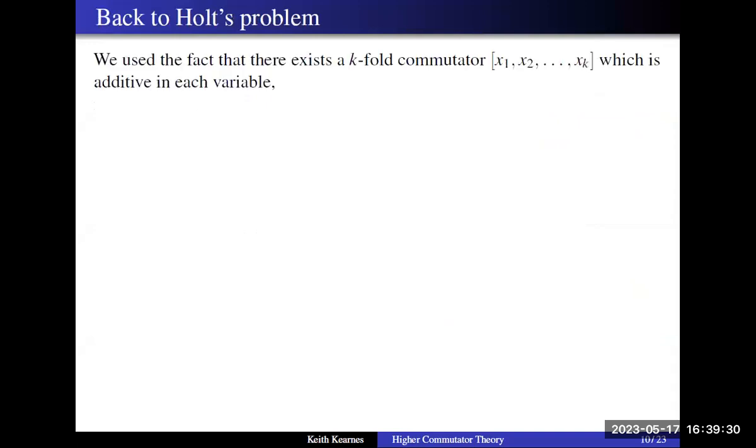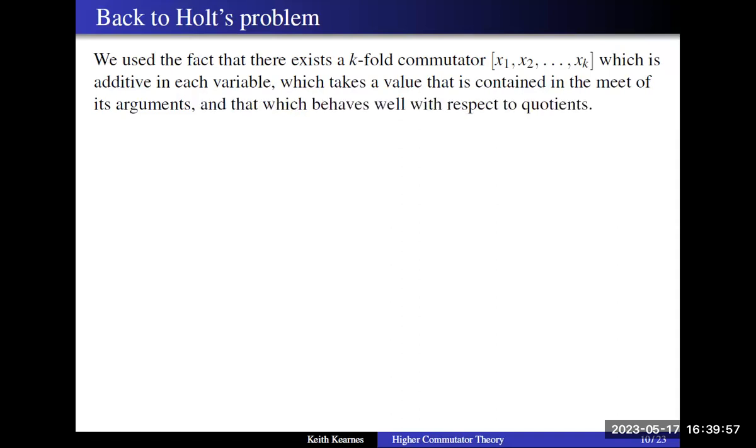Now I want to go back, and this is the confession slide. I misled you to think that higher commutators are useful for groups, and here's why. So we used all these properties of the higher commutator to solve Holt's question. However, if you think of the properties I used, I needed to know that this is an operation that's additive in each variable over the join operation, that the higher commutator is contained in the meet, and that it behaves well with respect to quotients. That's all we used about it.